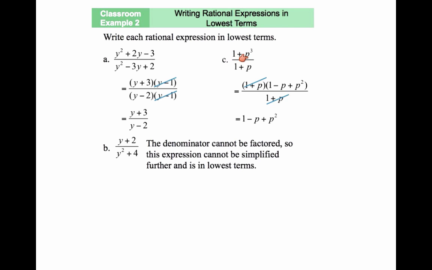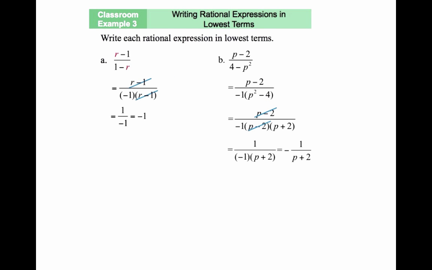Part C, you have 1 plus p cubed. That's a sum of cubes. You need to remember the formula. If you have a problem factoring a sum of cubes, please refer to the previous lecture on sum of cubes. And here you get 1 plus p times 1 minus p plus p squared. And then, as you see, 1 plus p reduces. You really need to go back and practice your factoring if you have difficulty with that. In this section, we're assuming that you already know that part.